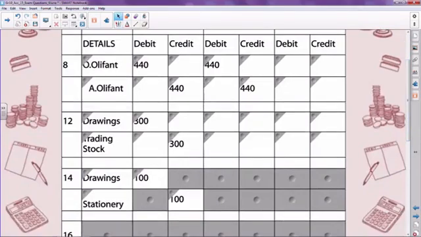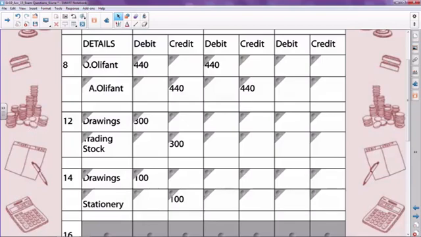Now guys, again, your narration, owner took goods, or the owner took stationery for own use. And as you can see, the debtors column is empty because neither are debtors, and the creditors columns are also empty because neither of these two accounts, your drawings and stationery, are referred to as a debtor or a creditor. So please note that if you don't touch debtors or creditors, you can't go to the debtors column or the creditors column on the right hand side.